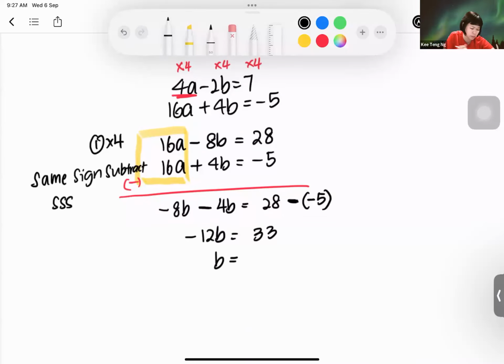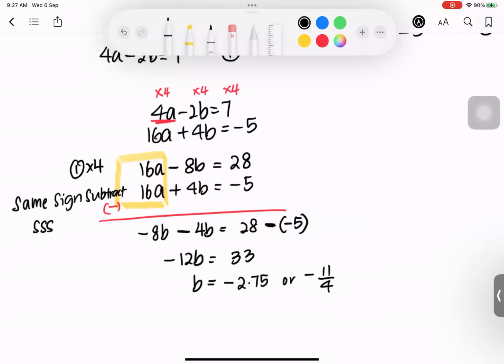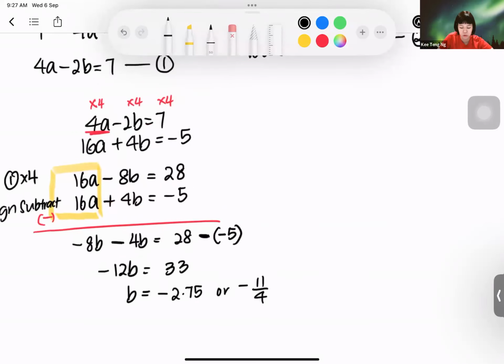The answer is not a nice number. What's the answer? What do you get? Nobody answered me. Is this a correct answer? -11/4? Do you get this answer? -11/4. Okay, I got this answer. So I'm not the only one. It should be correct, right?